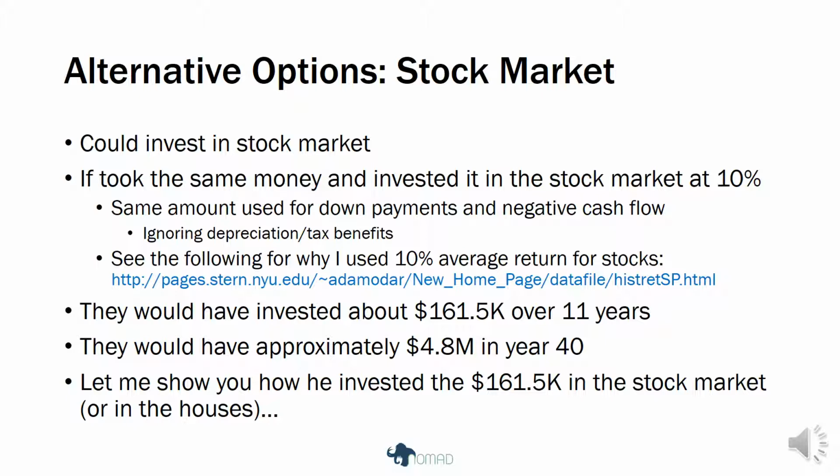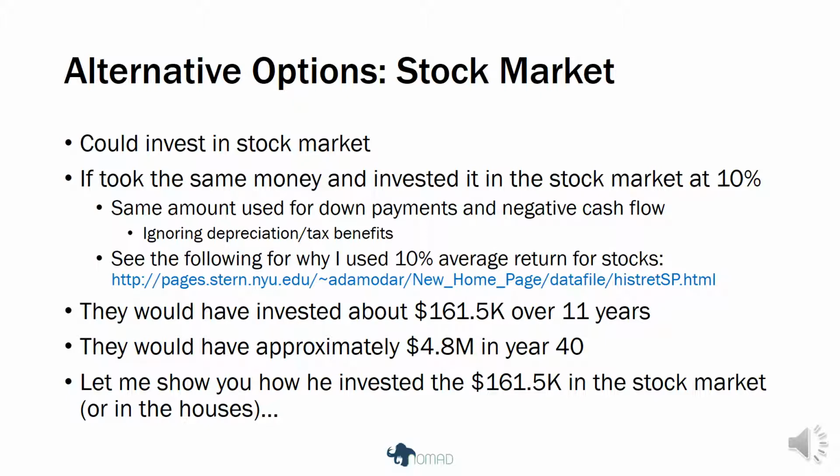So if you took the same money and invested in the stock market and you got a 10% return, and by the way, when I talk about the same amount of money, I'm talking about the same money they would use for down payments, and if they have negative cash flow, which I'll talk about in a bit, taking that money too and investing it in the stock market. So it's not just down payments. If they have negative cash flow, we're also going to say they'd have to put that in the stock market too. Now, we are ignoring the tax benefits. So we're going to handicap Nomad a little bit and not talk about the benefits you'd get from depreciation or the tax benefits. We're going to ignore those.